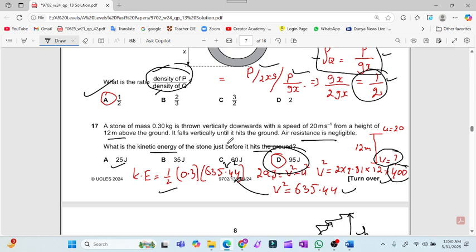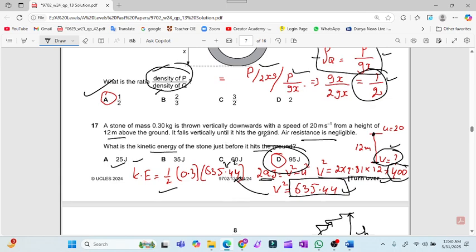Now this question is again related to kinematics, so energy is also involved. He is saying that a stone is thrown from this point, and when it hits the ground, what will be its kinetic energy? In order to calculate the kinetic energy, I must have the final velocity, which is v. So I will use the third equation of motion, 2as equal to v square minus u square. Then I will get the final velocity, which is equal to 635.44. I will apply the formula for kinetic energy, half m v square, and then I will get the answer, which is equal to 95 joules. So option D is the valid option.